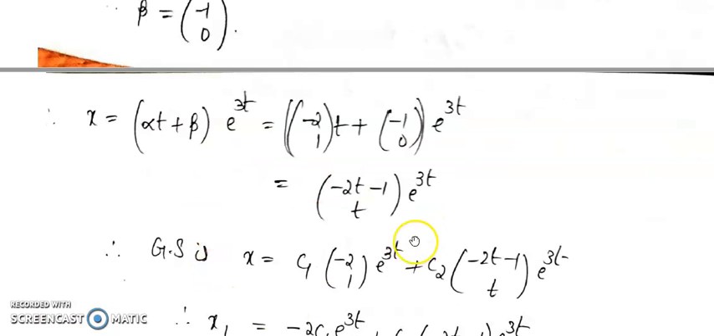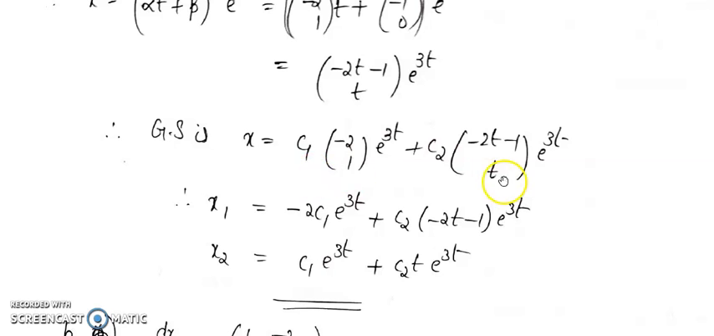Take the linear combination of both the solutions. Therefore the general solution is given by x equal to c1 alpha e raised to lambda t plus c2 times alpha t plus beta, e raised to 3t. Taking both the components, you will get the value of x1 as minus 2c1 e raised to 3t plus c2 times minus 2t minus 1, e raised to 3t, and x2 is c1 e raised to 3t plus c2 t e raised to 3t. So that is the general solution.